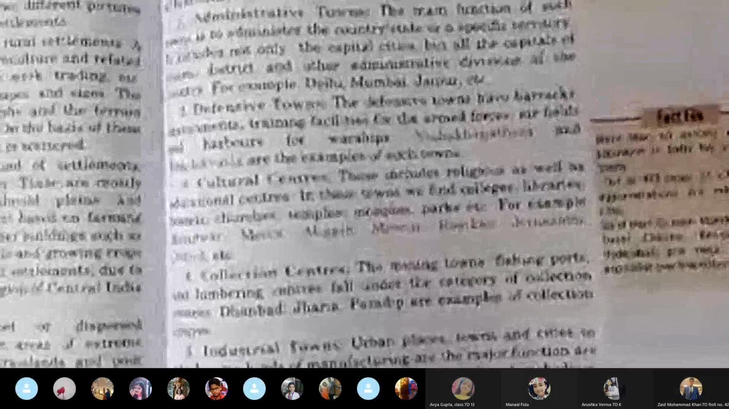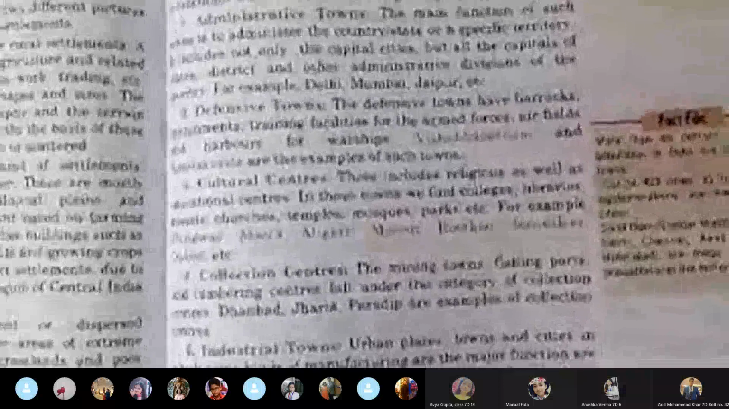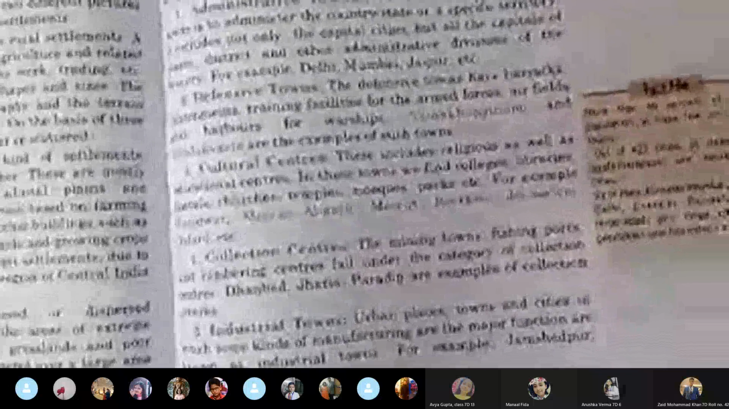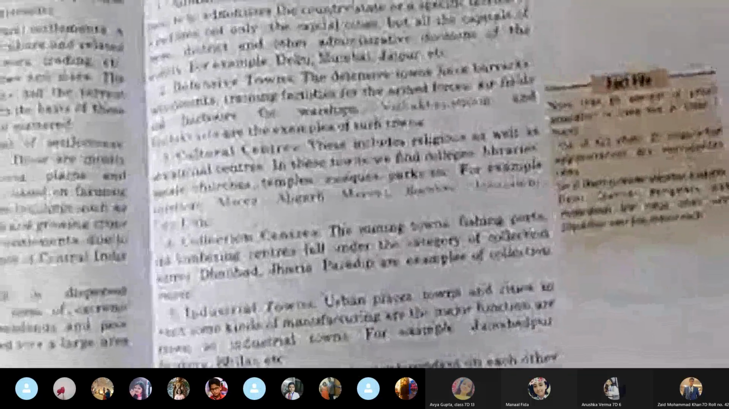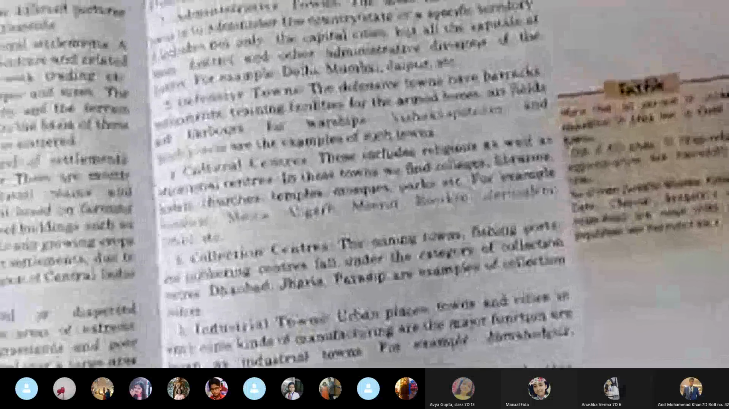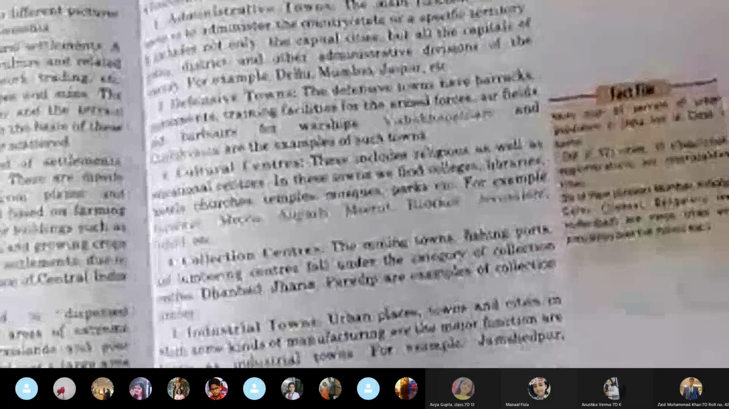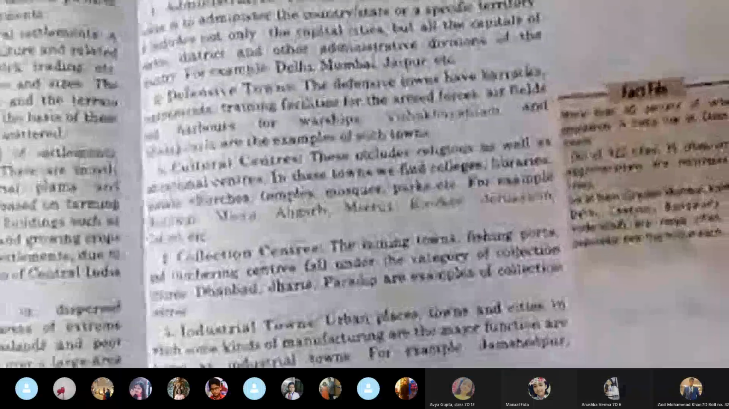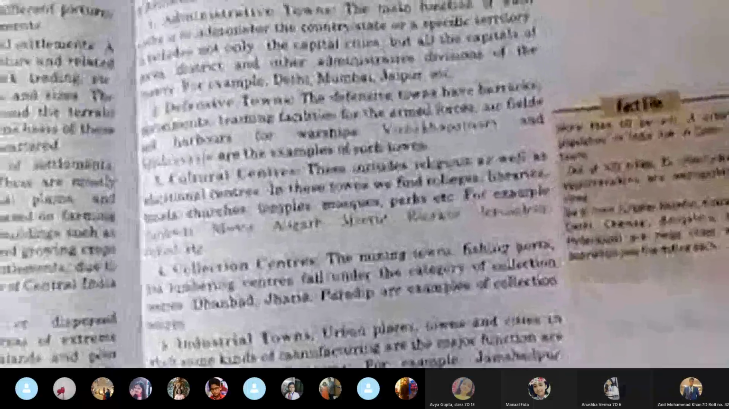Then the second is defensive towns. That means those towns which are closer to the border with the neighboring countries will be more of defensive towns. The defensive towns have barracks, cantonments, training facilities for armed forces, airfields, and harbors for warships. The examples they have given you are Vishakhapatnam and Khadagwasla. Khadagwasla is the famous center for army, defense people. They get their training here. So these are the areas for defense towns.